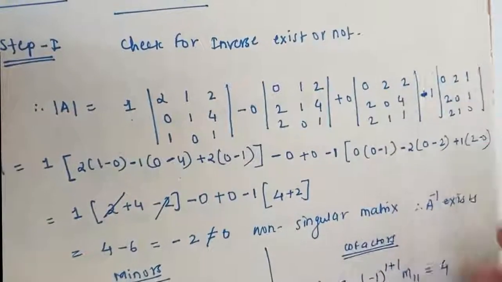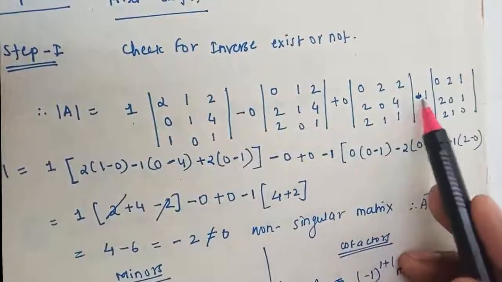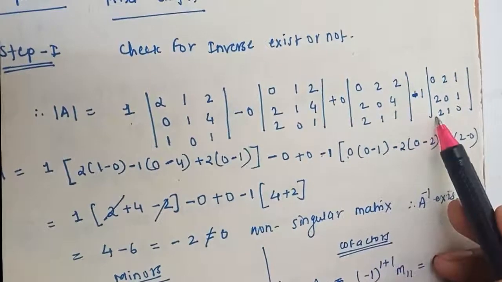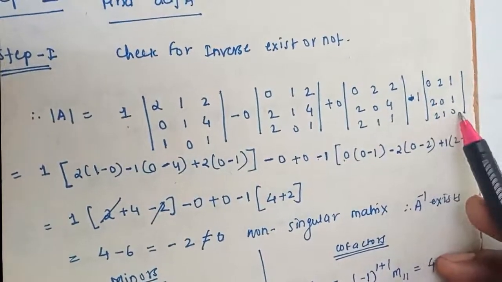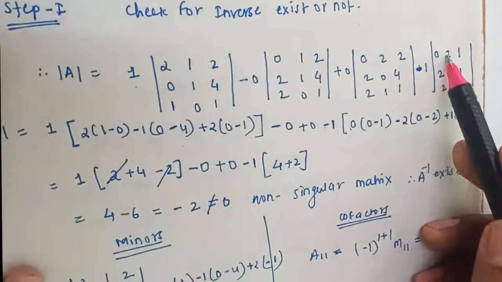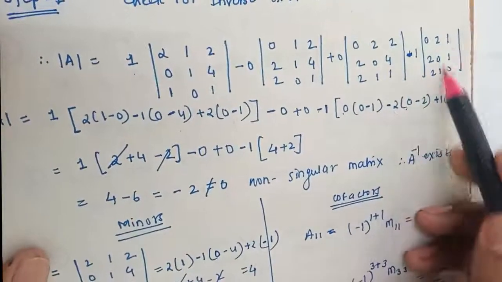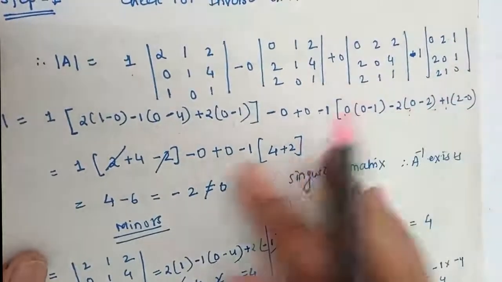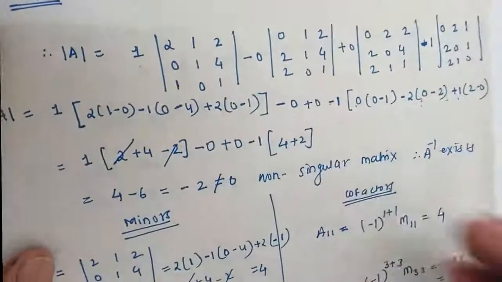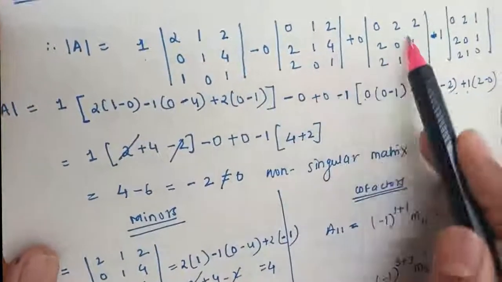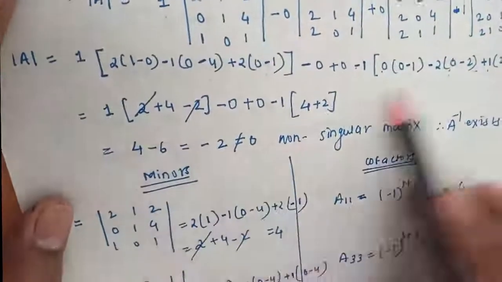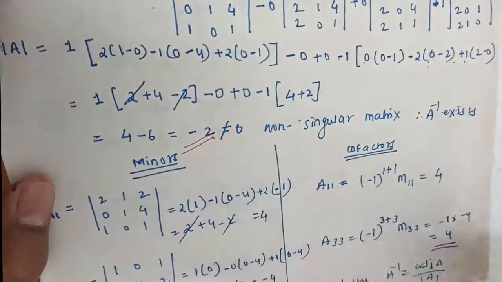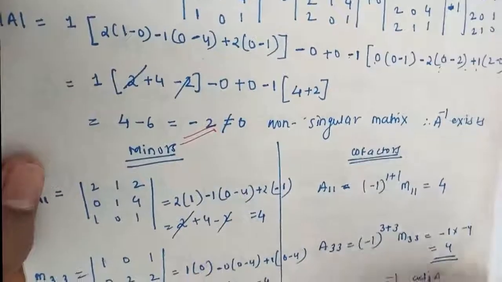Again, like I have expanded here, minus 1 will be as it is, 0, now leave this column, leave this row, 0 into 0 is 0, 0 minus 1, the middle will be minus, minus 2 into bracket, leave this column, leave this row, 2 into 0 is 0, 0 minus 2 will come, plus 1. So everything is the same, just instead of 2 by 2 matrices, we have to expand for 3 by 3 matrices. If I solve these matrices, then I got minus 2, that means it's non-singular, and definitely we will have the inverse for this.